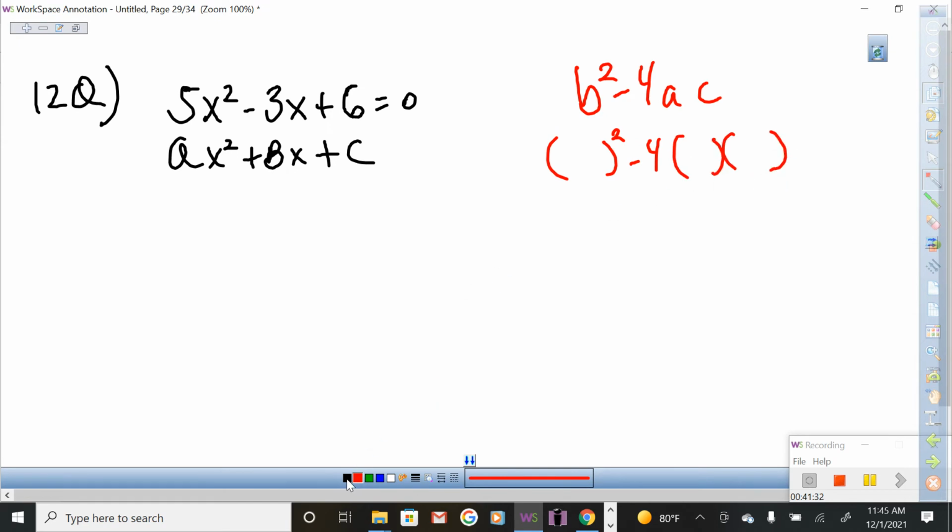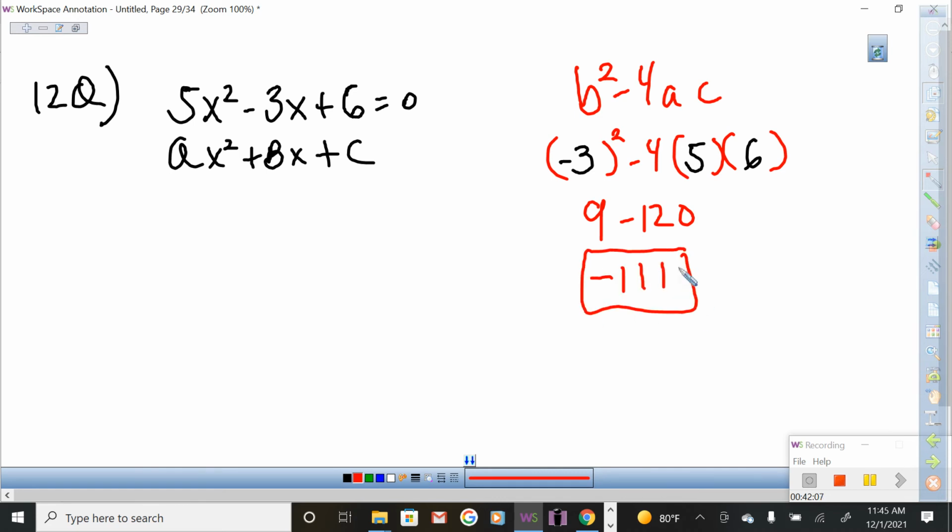So, what do I write for b, everyone? Negative 3. Yes, b is negative 3. How about a? 5 and c? 6. Okay, so let's simplify that. Negative 3 squared is 9. Negative 4 times 5 is 20 times 6. That's negative 120. Combine that, that gives us negative 111. Okay, what does that mean, Mr. Q? Well, let's find out what it means.